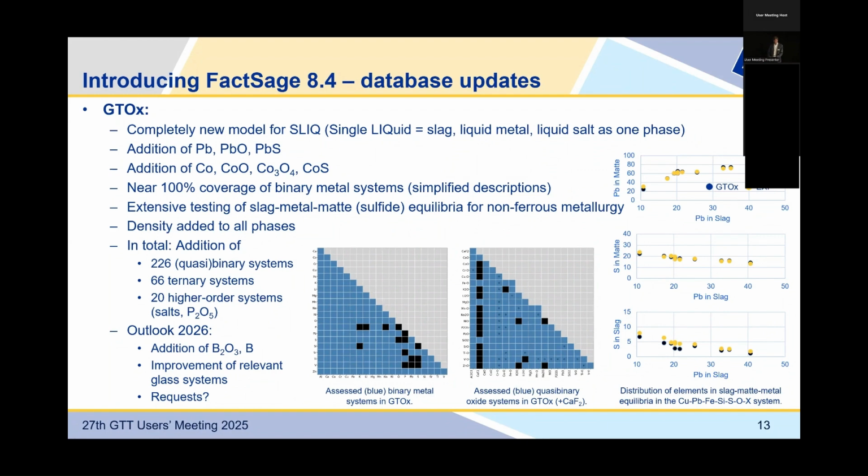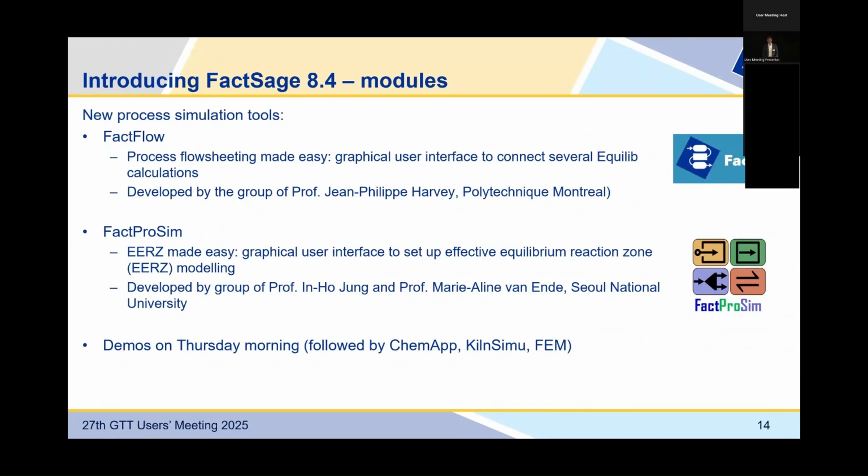Okay, good. Then another very interesting topic are the new add-ons. In FactSage 8.4, you will find two new process simulation tools, which are the FactFlow and FactProSim. Now, we will explain you why there are two process simulation tools. This is our mission for this users meeting, because this is probably not super easy to understand, but there are very good reasons.